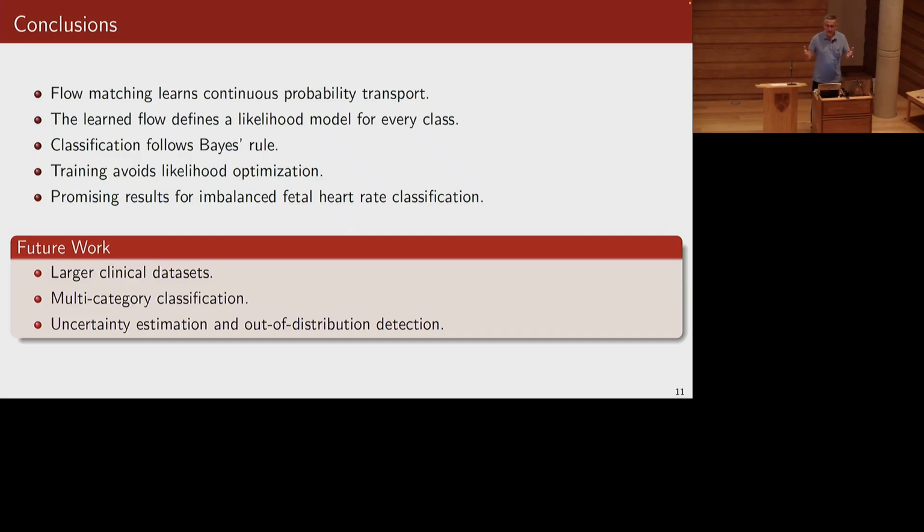this is a methodology based on flow matching, it learns continuous probability transport. It transports a complete distribution from one starting distribution, during training a Gaussian distribution, to the FHR distribution. So the learned flow defines the likelihood model, which allows us to compute the likelihood of a CTG, when we do testing, to belong to one of the classes. So we still use Bayes' rule. We don't have likelihood optimization, and we have some initial promising results.